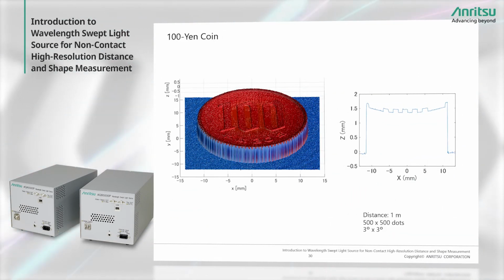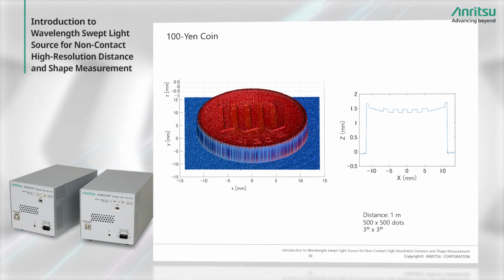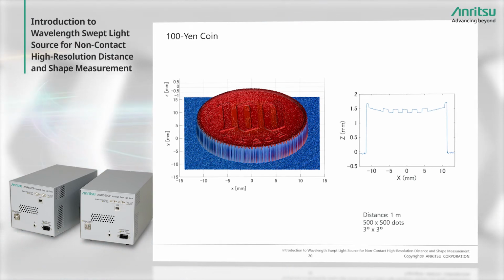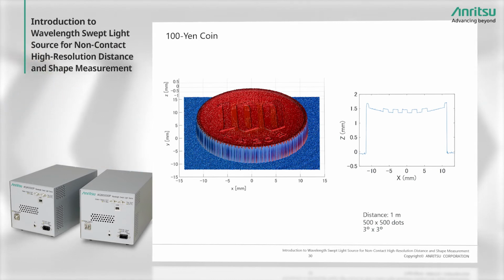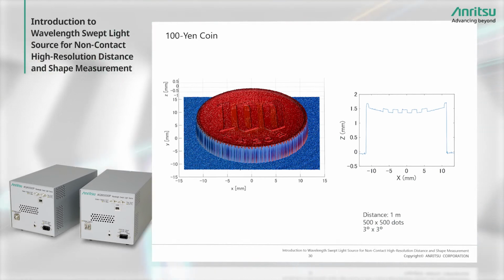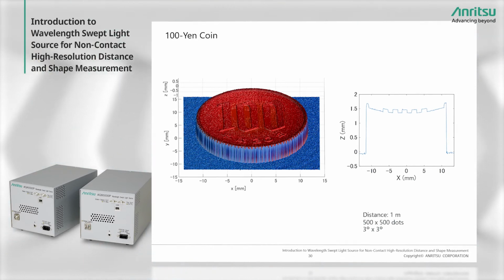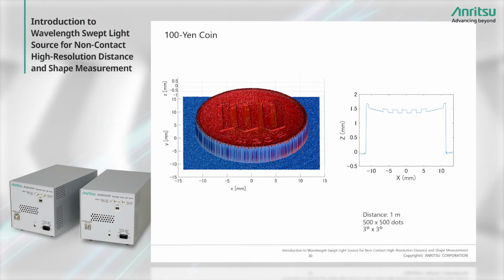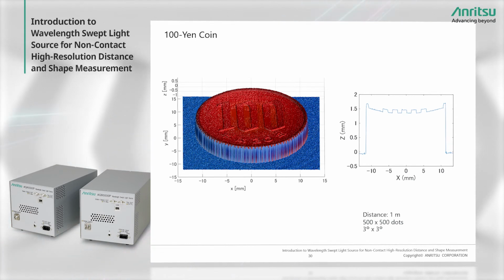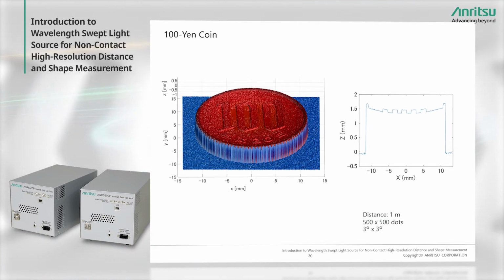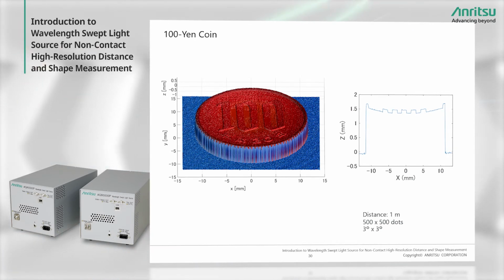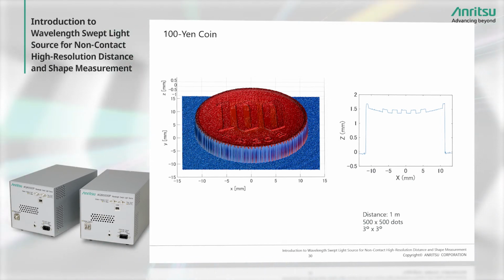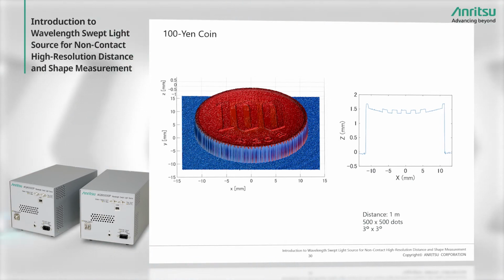Next, this is the measurement result for a Japanese 100 yen coin measured from a distance of about 1 meter. The graph on the right side shows the cross-section of the measured surface. From this we can see that the coin has a diameter of 22 mm and a thickness of 1.5 mm. In addition, the projection of the coin surface relief indicates the 1, 0, and 0 numbers on the coin face have heights of about 150 micrometers.